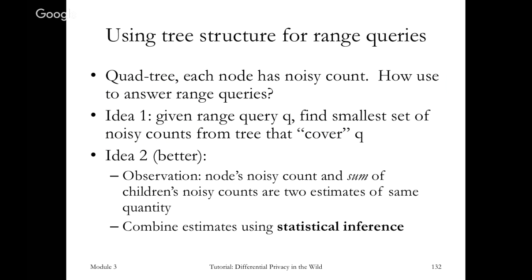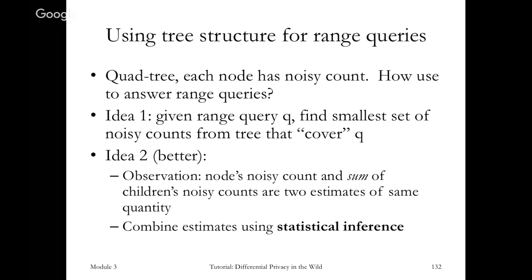So how can I answer range queries using this quad tree structure? Well, each node in the quad tree has a noisy count. So one idea, the simplest approach, is as follows. Given a range query, I could just find the smallest set of noisy counts from the tree that cover that range query and sum them up. But there's a better idea.